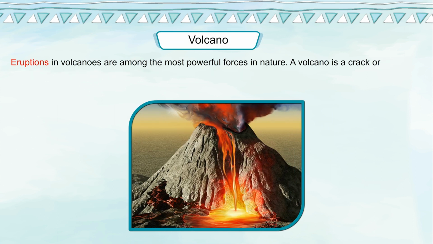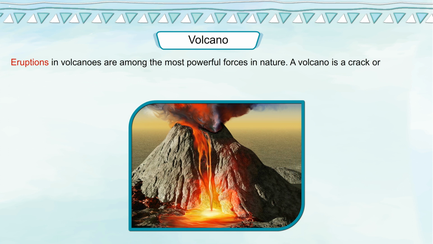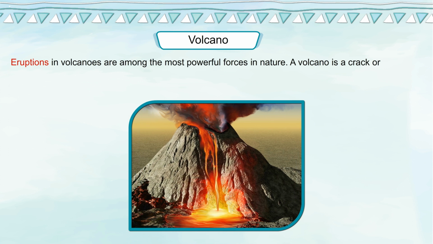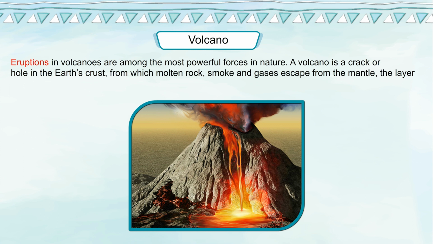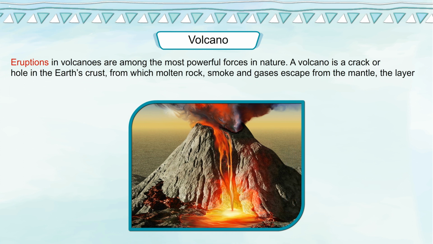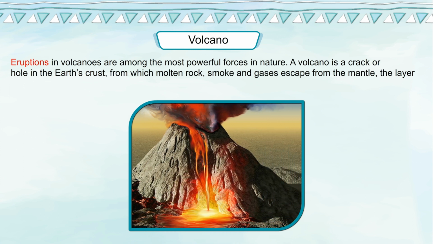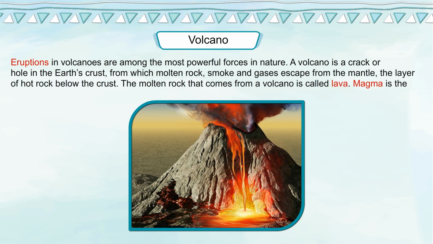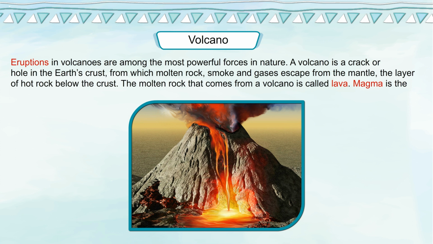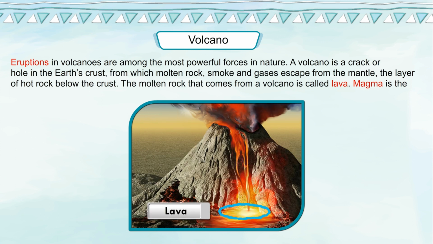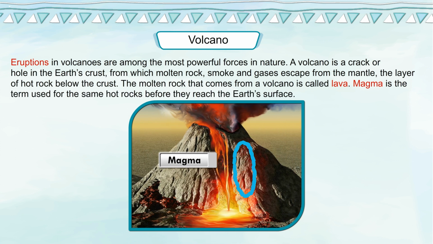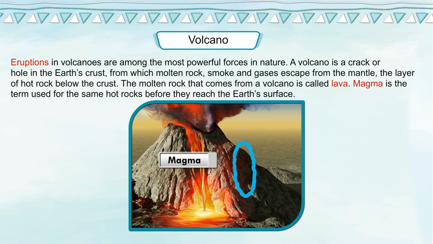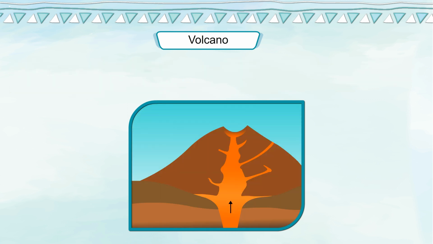Volcano. Eruptions in volcanoes are among the most powerful forces in nature. A volcano is a crack or hole in the earth crust from which molten rock, smoke and gases escape from the mantle, the layer of hot rock below the crust. The molten rock that comes from a volcano is called lava. Magma is the term used for the same hot rocks before they reach the earth's surface.